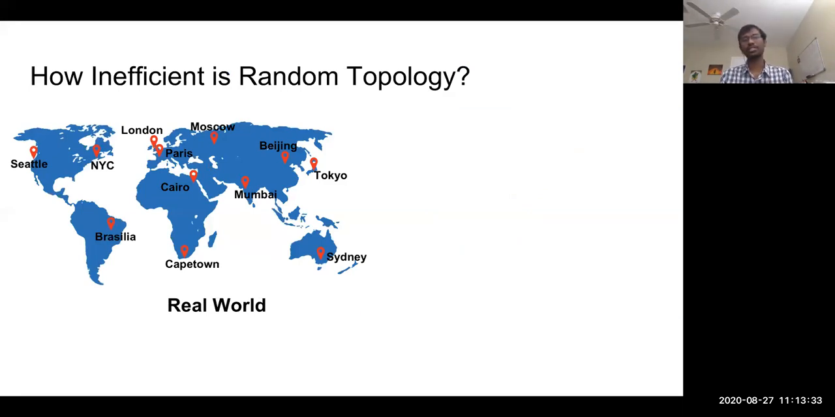So we can ask this question, how inefficient is the random topology? And towards the end of the talk, I'll give some numbers from our experiments. But first, let's try to understand this inefficiency from a theoretical point of view.